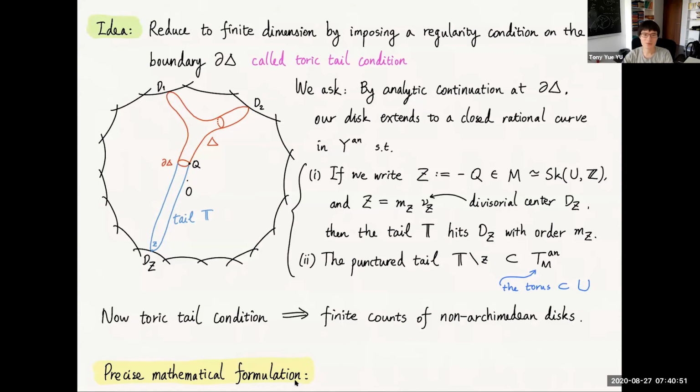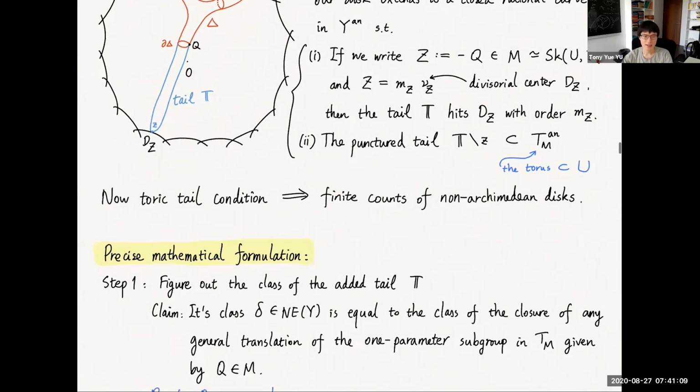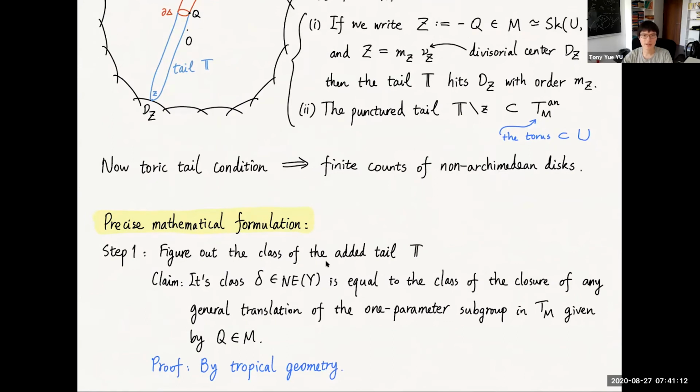What is complicated is to prove that the counts have good properties, but it's not so complicated just to define them. So let me just quickly go through the precise mathematical formulation for counting this red curve. In the first step, we have to figure out the class of the added blue tail, T, and one can check that the class of the tail is equal to the class of the closure of any general translation of the one-parameter group in the torus given by Q. And this can be checked by tropical geometry. So we can figure out precisely what's the class of the tail.